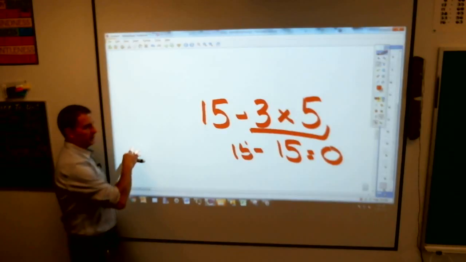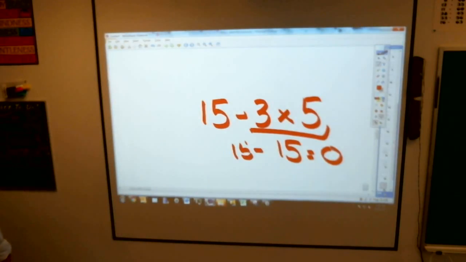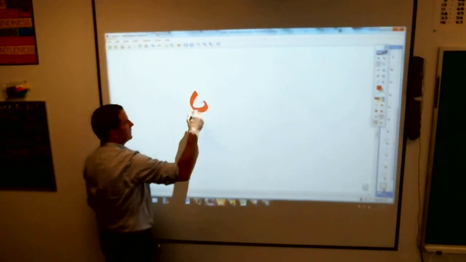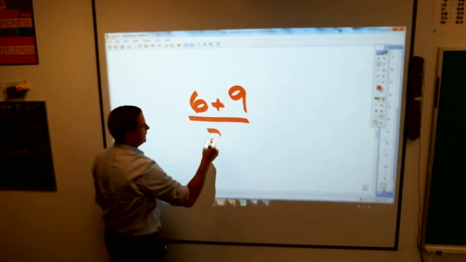You only do it left to right if it falls on the same level, which would be addition and subtraction, or multiplication and division. Or this one, how about this? 6 plus 9 over 3.